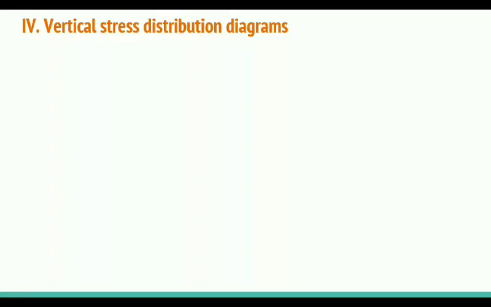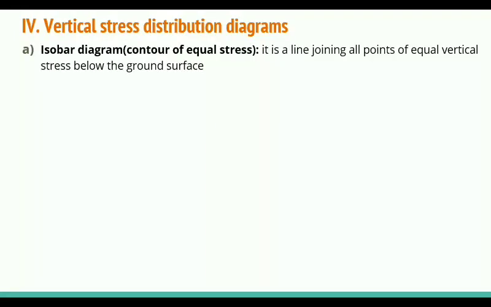Vertical stress distribution diagrams, we will see one by one. So the first one is the isobar diagram. We can also call it the contour of equal stress. It is the line joining all points of equal vertical stress, that is sigma z, below the ground surface. So if we take the points and join a line through the points of equal vertical stress, then we can get the graph of the isobar diagram, right?